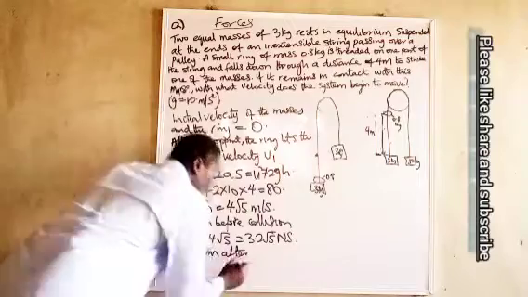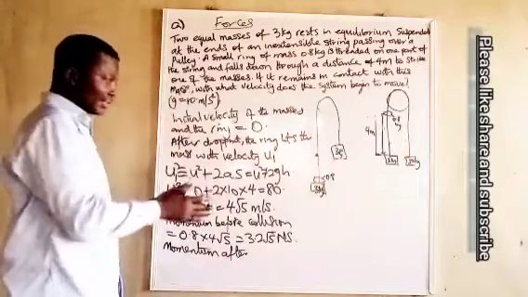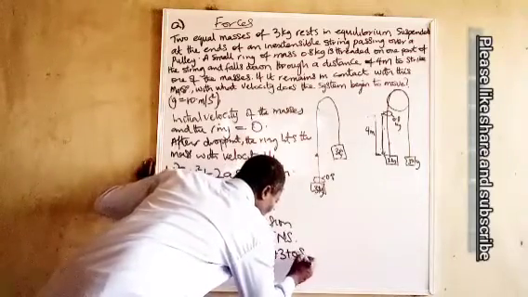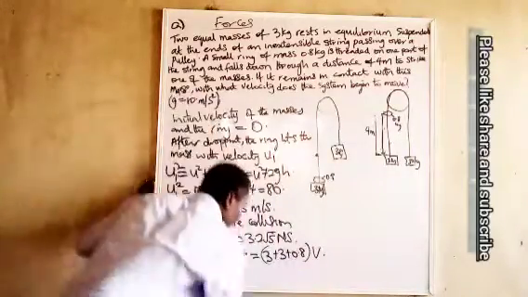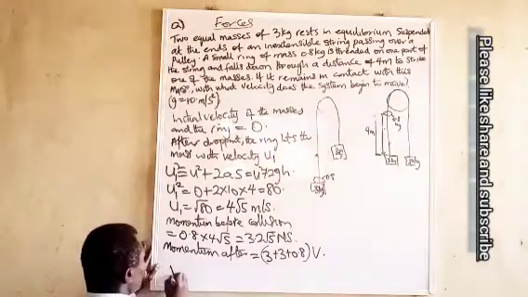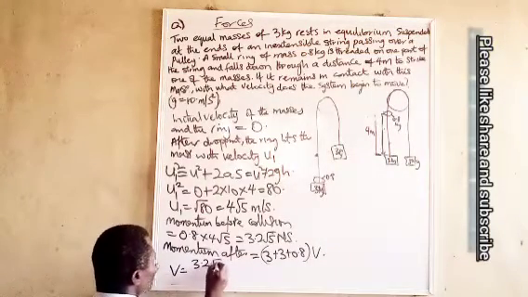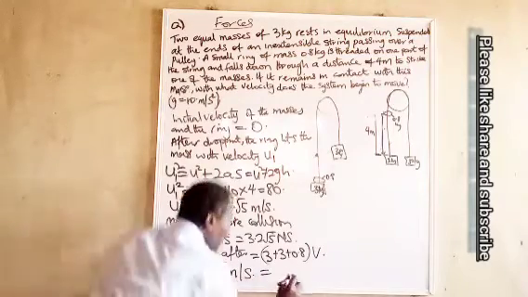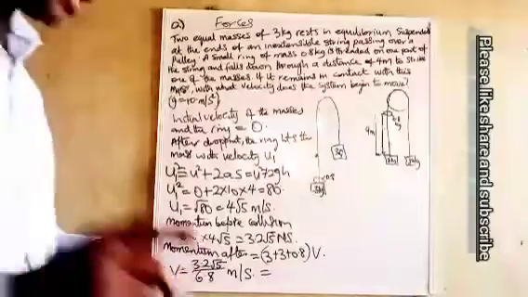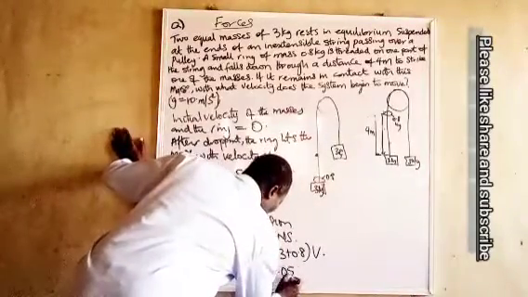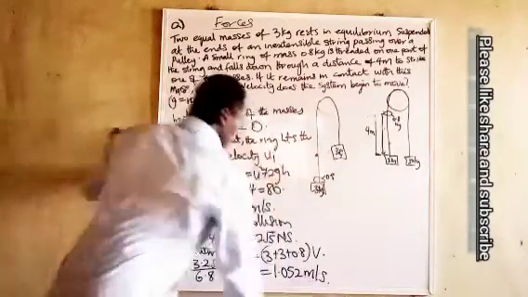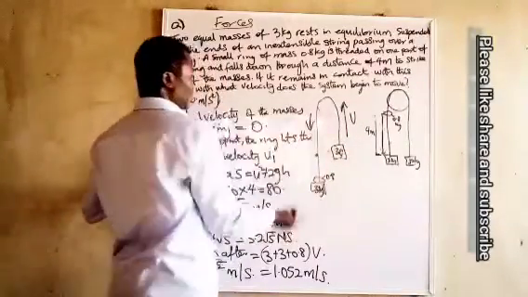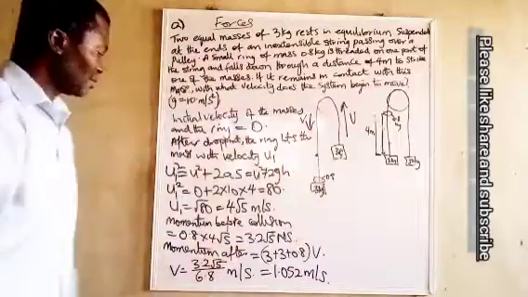Momentum after, because they are all attached and moving with a common velocity, will be equal to 3 plus 3 plus 0.8 into V. That's their common velocity. Therefore, V will be equal to 3.2 root 5 over 6.8 meters per second. Let me calculate that with my calculator. That is 1.052 meters per second. Since it is attached, they move with V.